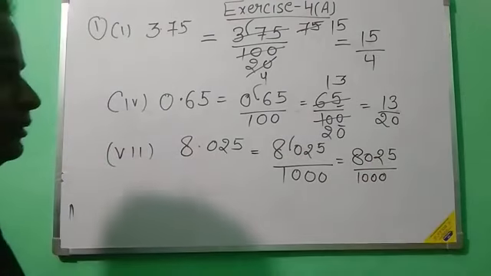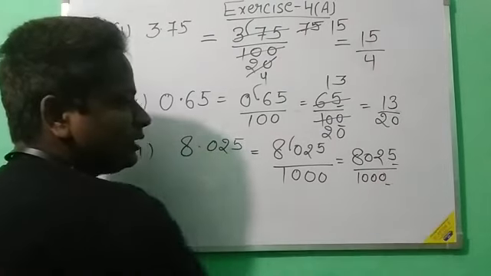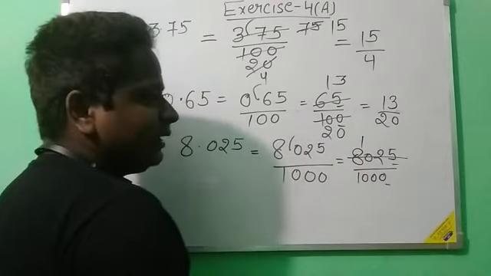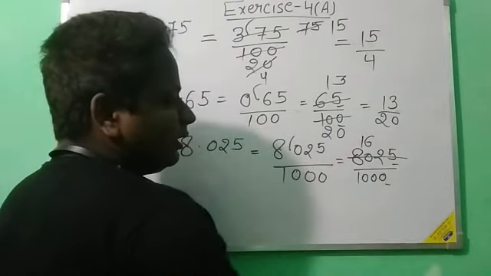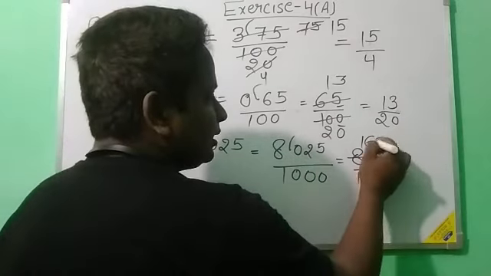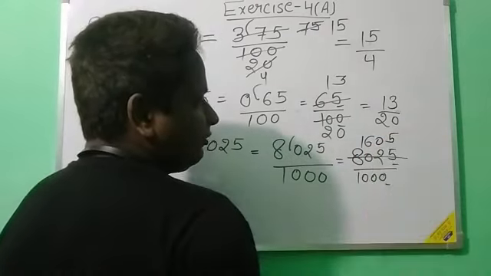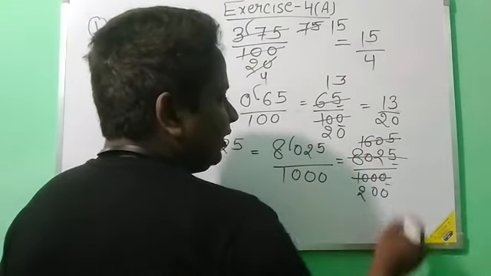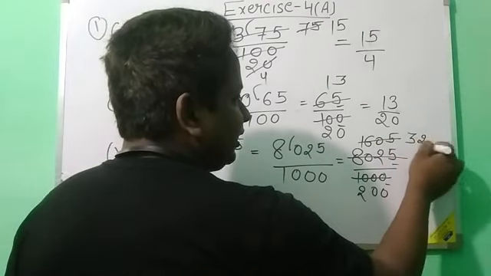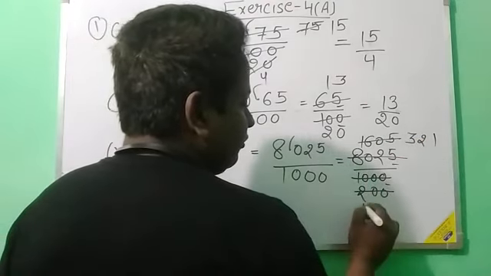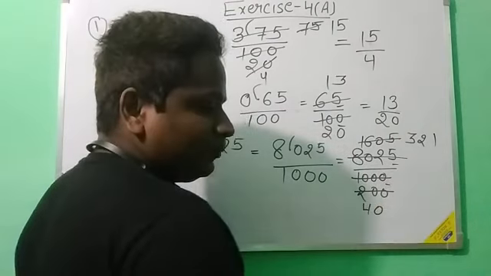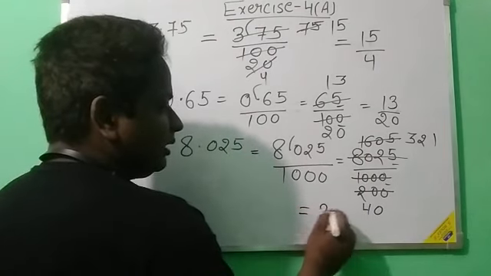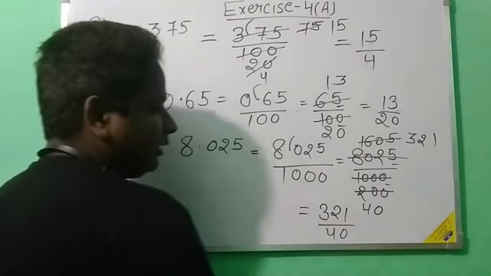Now reduce this term. You have 5 here and 0 here, so this number will divide by 5. 5 1s are 5, carry 3, 5 6s are 30. Now you have two digits here, so you put a 0 here, 5 5s are 25. Now 5 2s are 10, 0 0. Again divide by 5: 5 3s are 15, carry 1, 5 2s are 10, 5 1s are 5. Now 5 4s are 20 and 0 as it is. Now this will not divide by any number, so you write your answer as 321 upon 40.